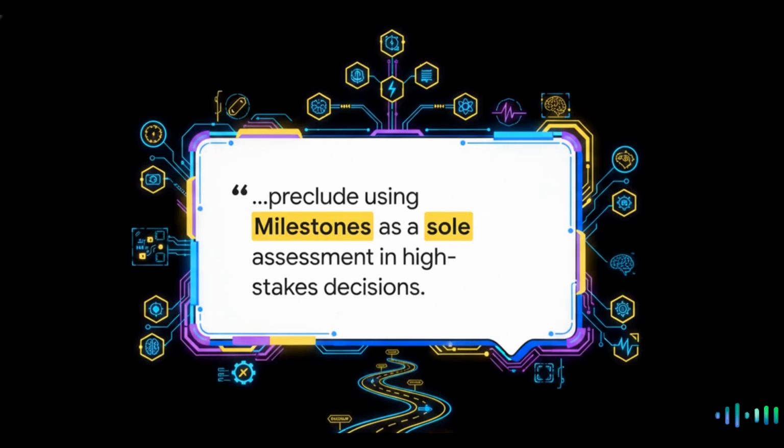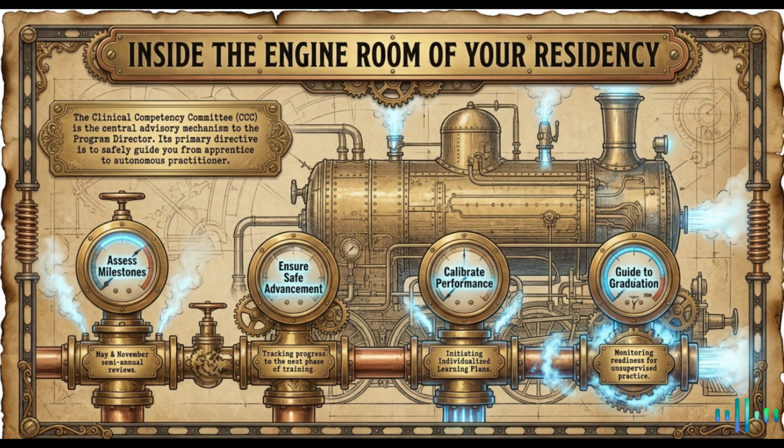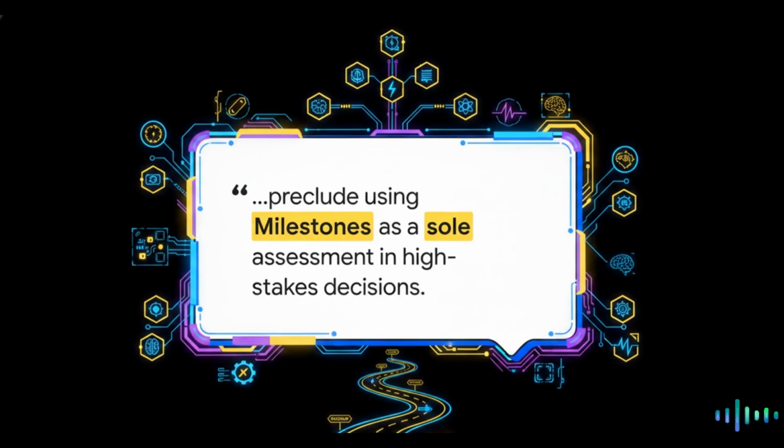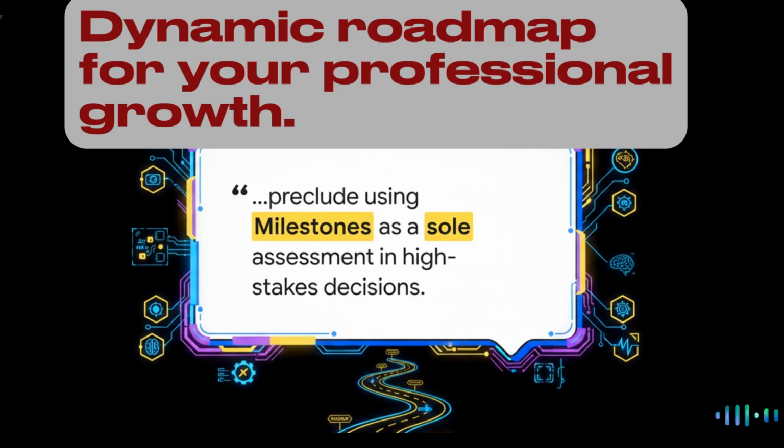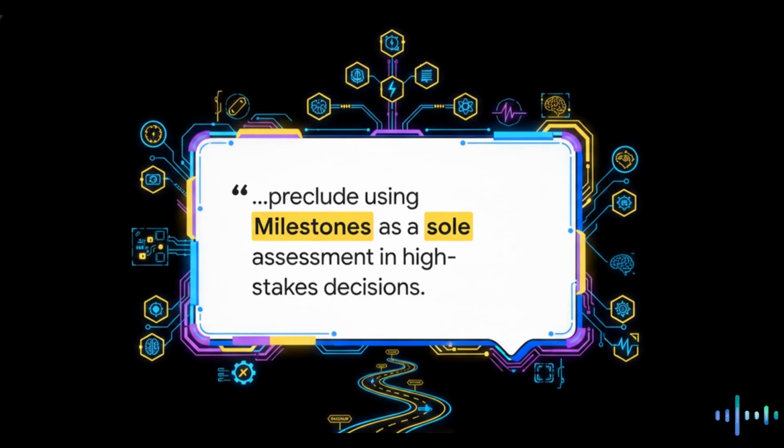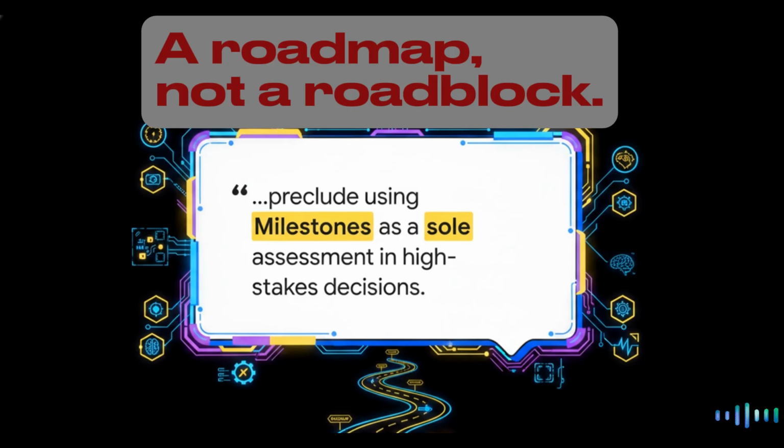It's all about continuous quality improvement, both for you as an individual learner and for your educational program as a whole. In fact, the ACGME documentation actually spells this out perfectly. It explicitly states that these milestones cannot be used as a sole assessment for high-stakes decisions, like determining your eligibility for board certification or credentialing. No way! You should absolutely be viewing this whole system as a dynamic roadmap for your professional growth, not some kind of punitive grading system designed to weed you out. Remember, it's a roadmap, not a roadblock.